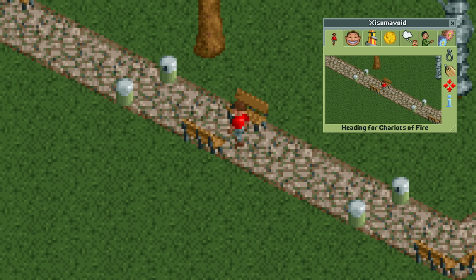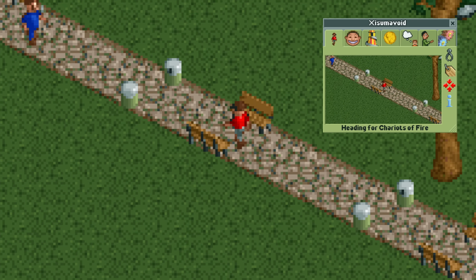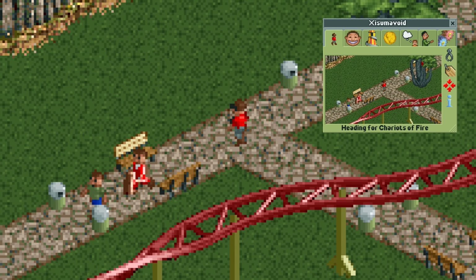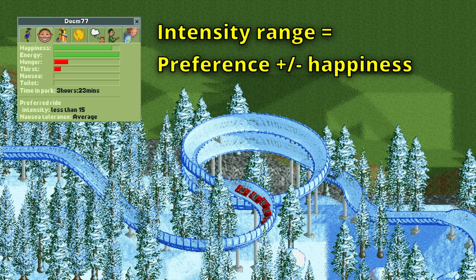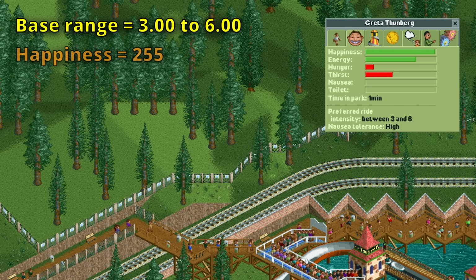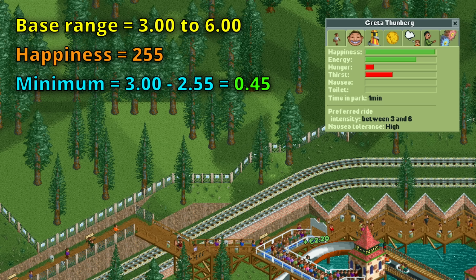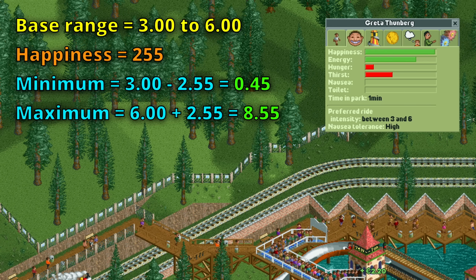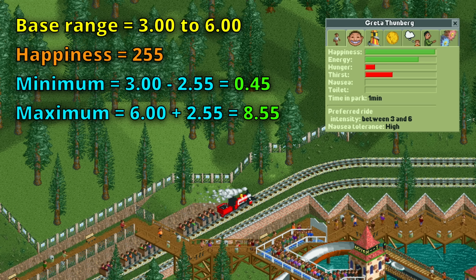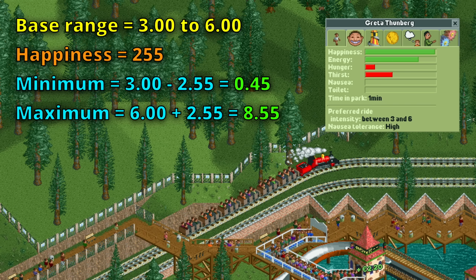When a guest considers heading for a ride or randomly bumps into the queue line of a ride, they will do a check to see if the ride is within their preferred intensity rating. This is determined by their listed preference, plus an extension depending on their happiness. Greta Thunberg is super happy to be in my theme park and has the maximum happiness of 255. Therefore, the minimum intensity that she will go on is 3 minus 2.55 and the maximum is 6 plus 2.55. This gives her a range of 0.45 to 8.55, which is quite large and will cover most rides.